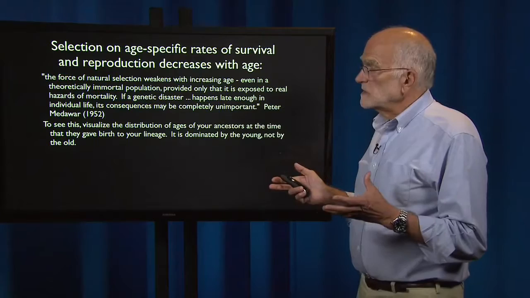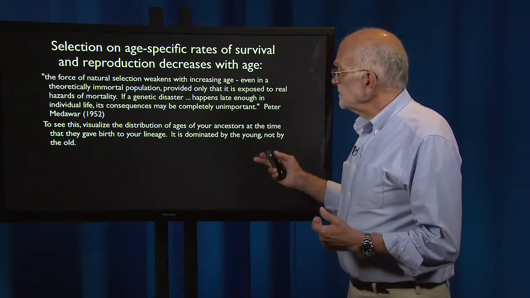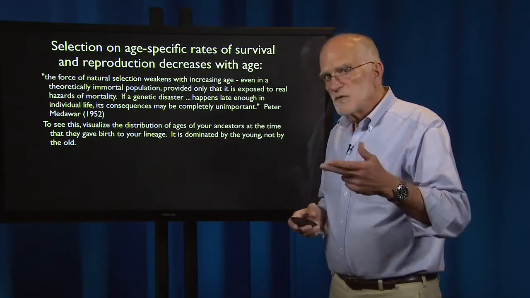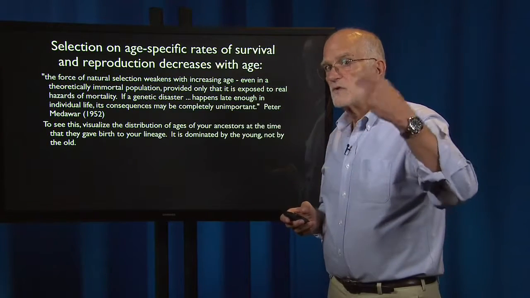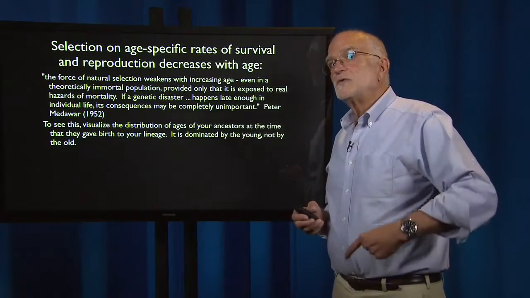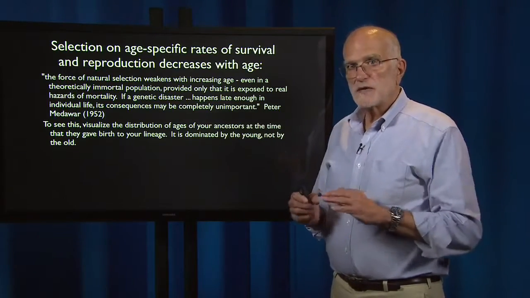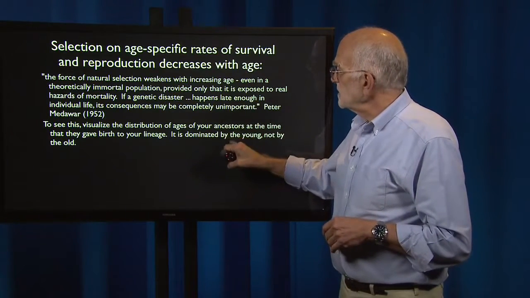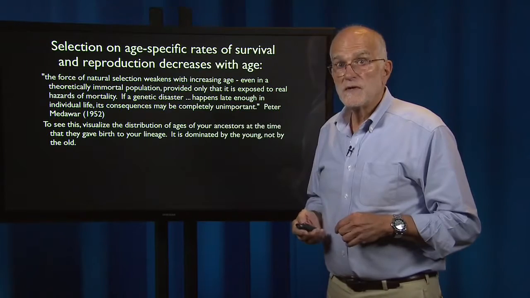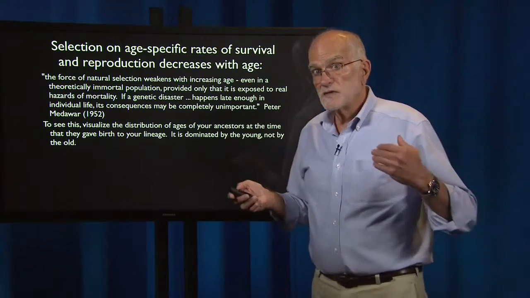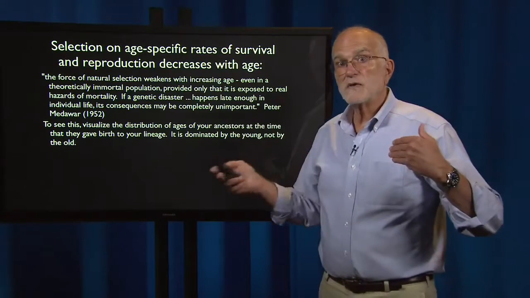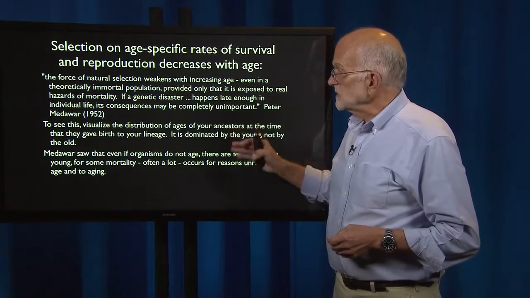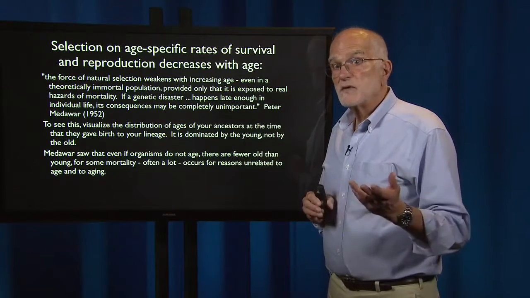So to see this, visualize the distribution of ages of your ancestors at the time that they gave birth to your lineage. Think about how old was your mother when she gave birth to you? How old was your grandmother when she gave birth to your mother? Do that going back hundreds of generations into the past. Construct a frequency histogram in your mind, and you will see that it's dominated by the young. It is not dominated by the old. Evolution is a numbers game. Things that happen frequently are important. Things that happen rarely are not important. Reproduction in the young is important, and reproduction in the old is less important, and survival in the old becomes insignificant.